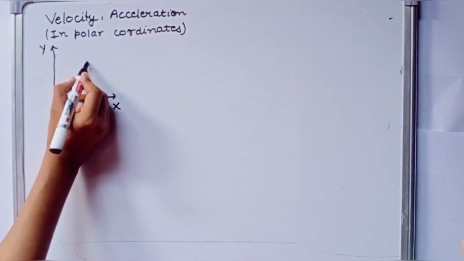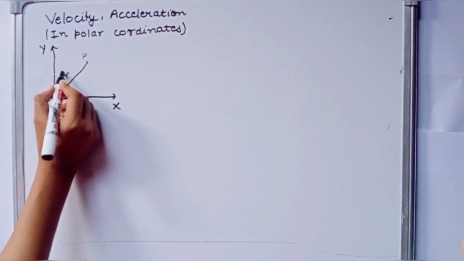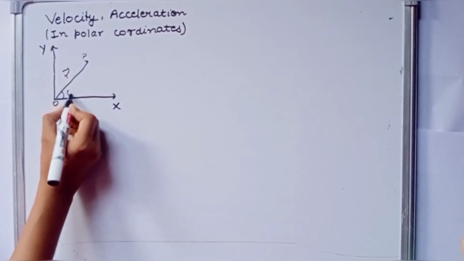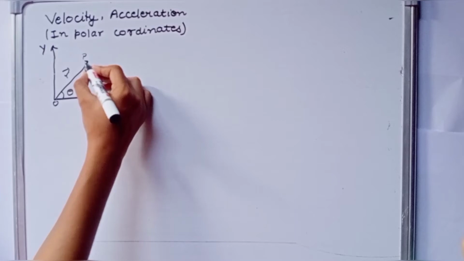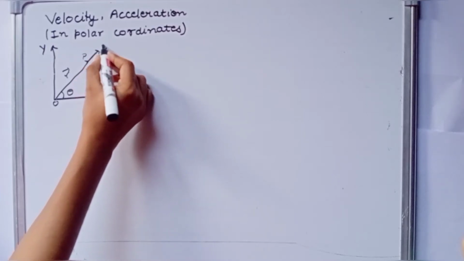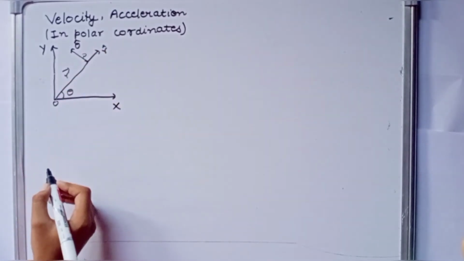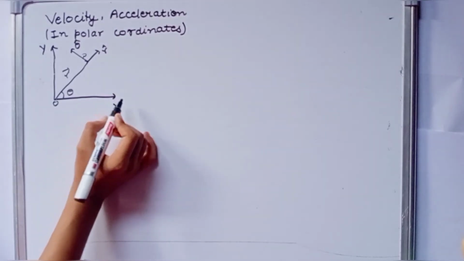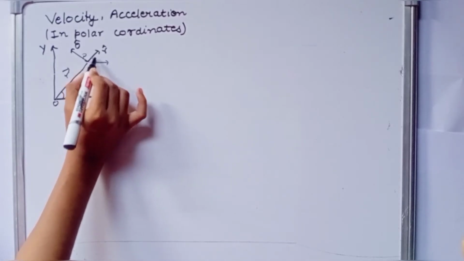consider a point P whose position vector from origin O is represented by r vector, and this r vector is making an angle theta with the positive x direction. So the direction of r cap will be like this and the direction of theta cap will be like this. Keep in mind that theta cap is always perpendicular to the direction of the position vector, right? So by using symmetry we can see that this angle is theta.